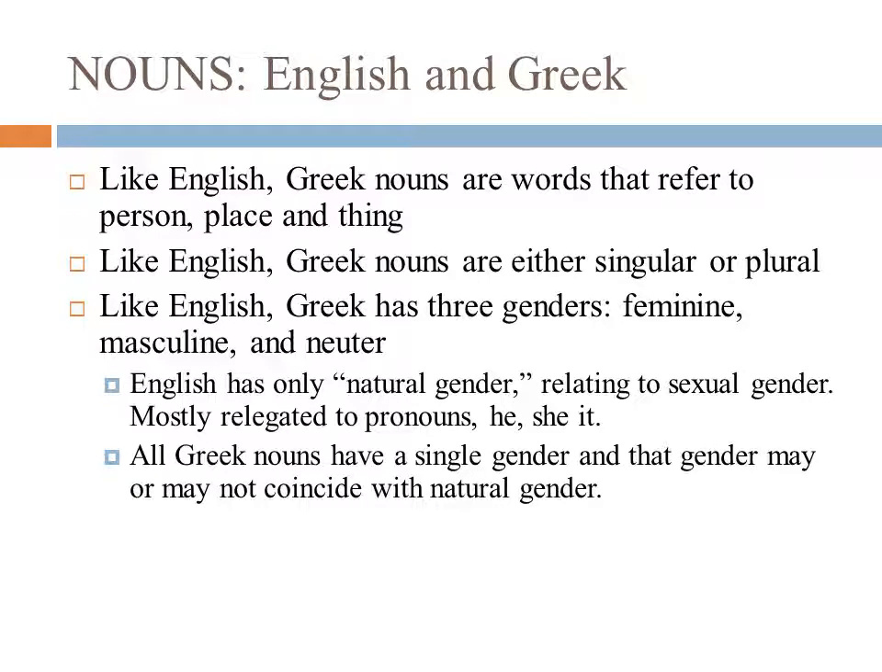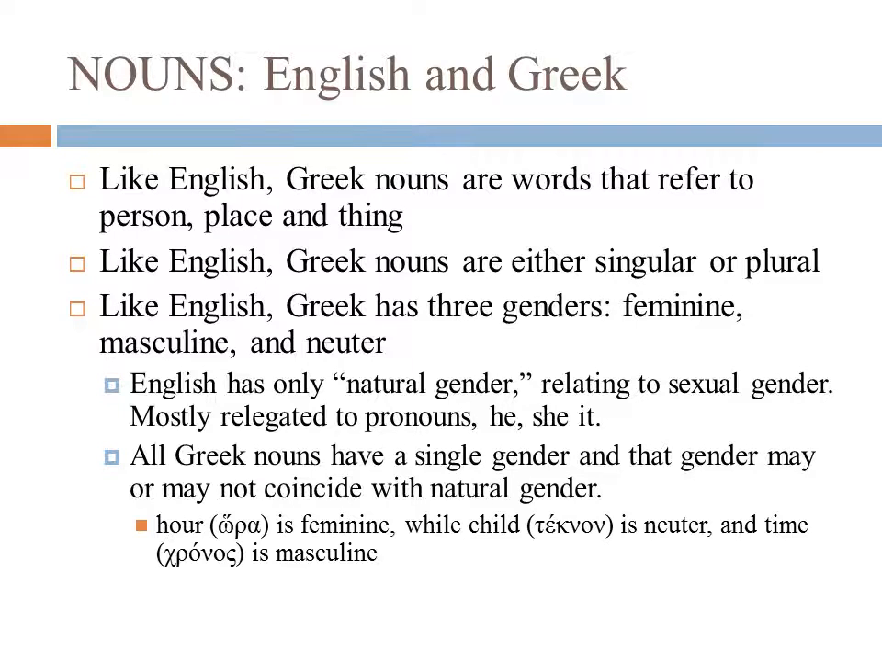All Greek nouns, on the other hand, have a single gender that is embedded within them. And this gender may or may not coincide with natural gender. For instance, hora (hour) is a feminine noun, while teknon (child) is neuter, and chronos (time) is masculine. As you can see, there is very little relationship between the noun itself and the gender that represents it.